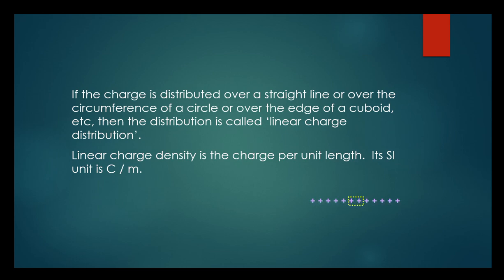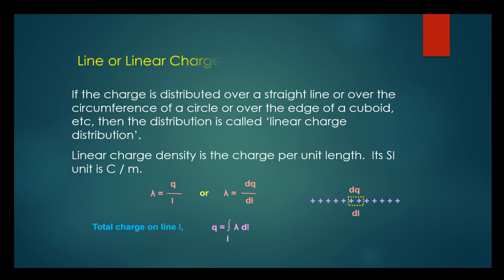The linear charge density, as we can see, is when charge is distributed over a straight line or over a circumference of circle or over the edge of a cuboid, etc., then the distribution is called linear charge distribution. As we can see here that the charge is distributed in a line, then it is defined as charge per unit length. Suppose the charge on this line is Q and the length of the line is L, then lambda, which is the symbol of linear charge density or line charge density, is defined as the ratio of charge and the length.